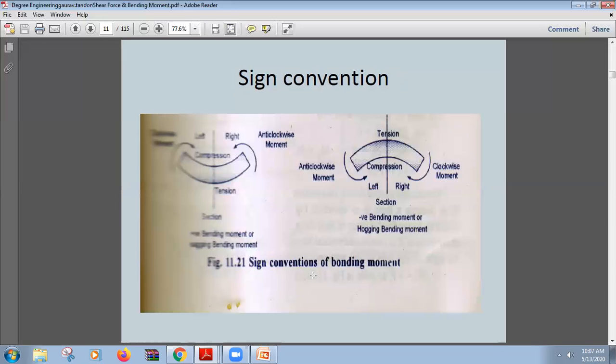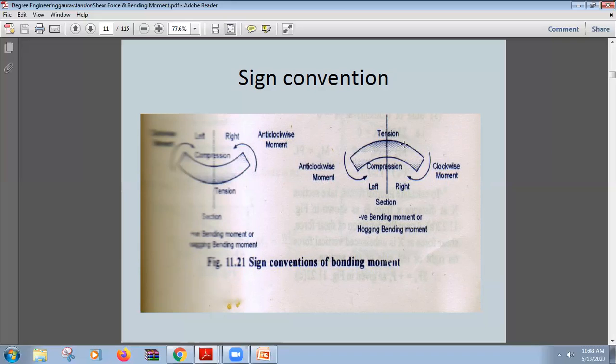We see there are two types of sign convention. If the beam is bent such that its convex or belly or stomach is downwards, it is positive bending moment, and this condition is known as sagging. Like we see in our homes, that we have a wire on which we put our clothes to dry in the sun. If the wire comes down, bulging downwards, it is known as sagging.